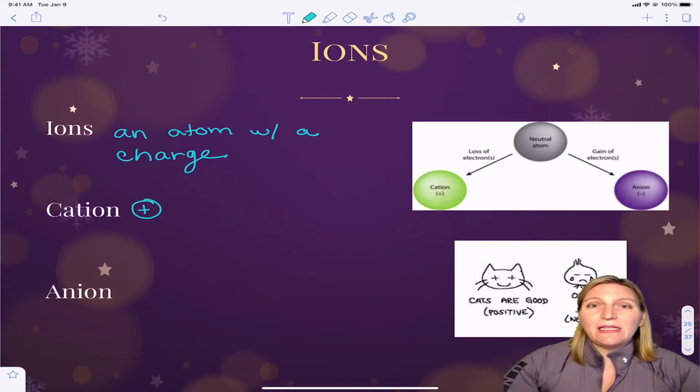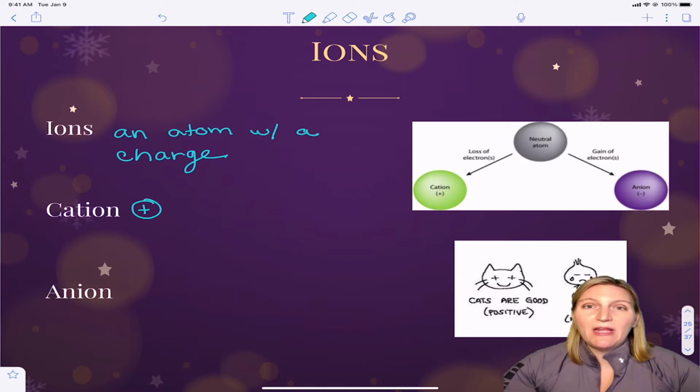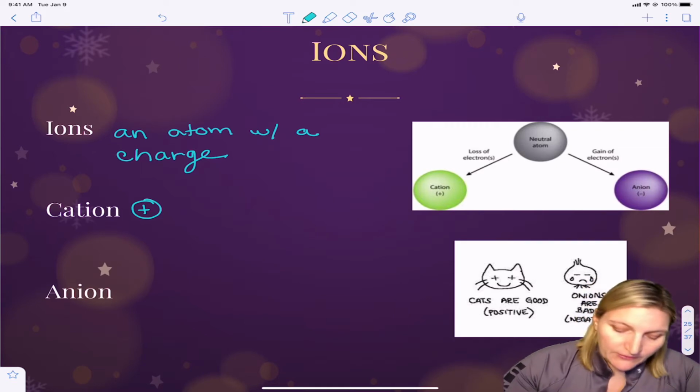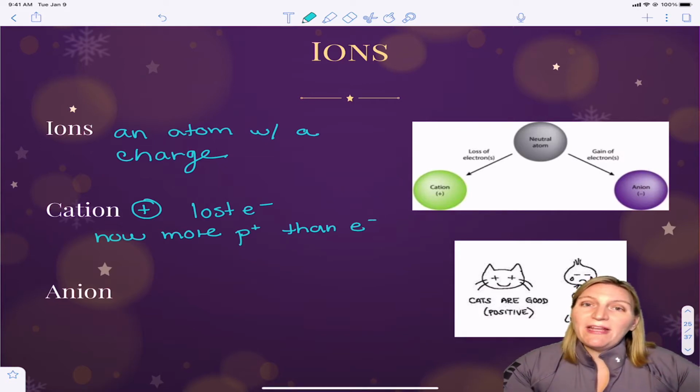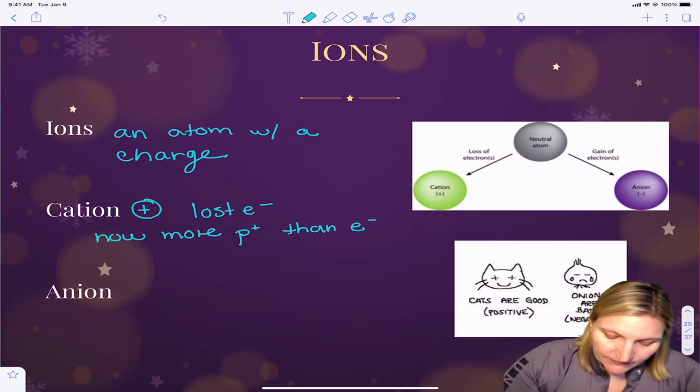And how does an atom become positive? Well, that must mean it has lost an electron. Because it has lost an electron, it now has more protons than electrons. Protons are positive, so the ion is positive. And if an atom gains an electron or electrons, then we call that ion an anion. An anion is going to be negative because now there are more electrons than protons.